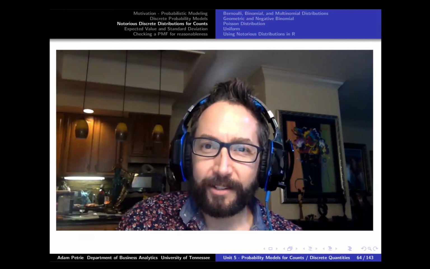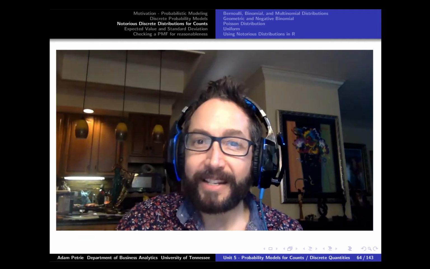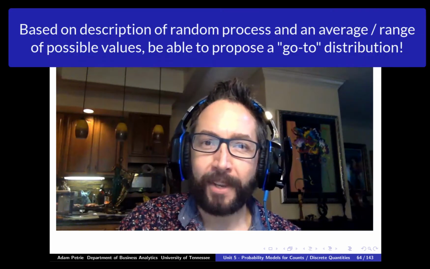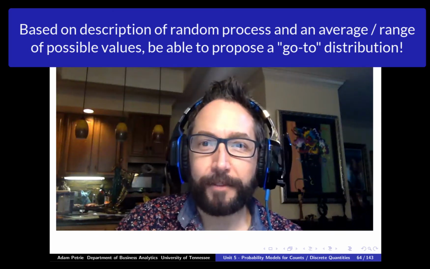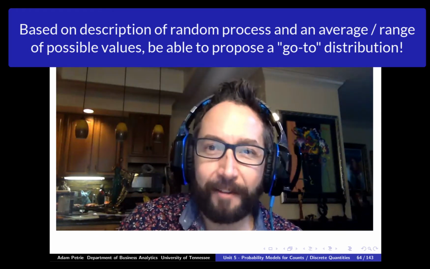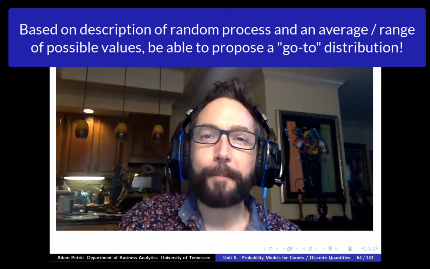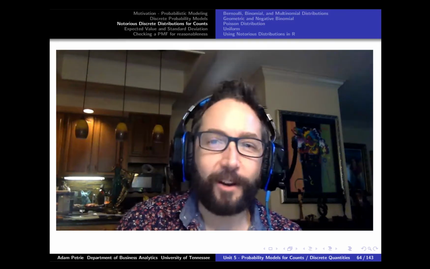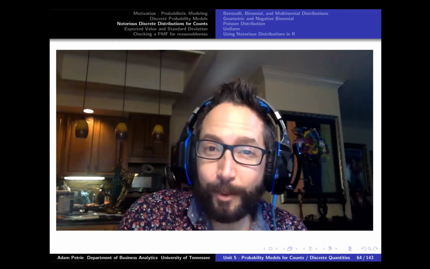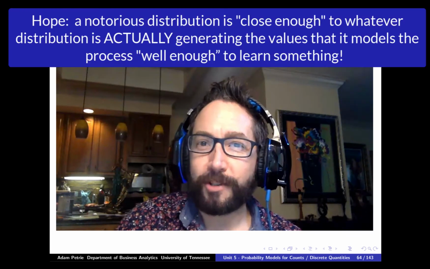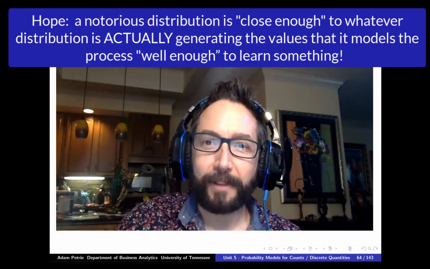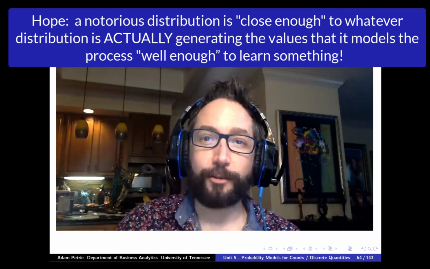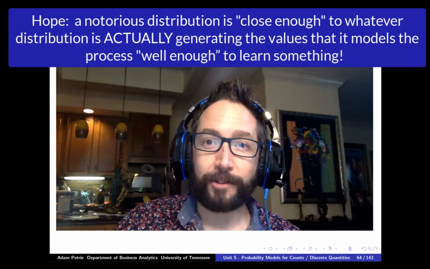So, what I would like us to do is to become adept at identifying when some of these notorious distributions might be applicable. Based on a rough description of the process that you want to model, maybe given an average, maybe some measure of variation, can we propose a notorious distribution that might do the job for us? We know that all our probability models are going to be wrong anyway, so is one of these notorious distributions close enough to be a reasonable reflection of reality? So let's take a tour through a couple of notorious distributions that are applicable to counts.